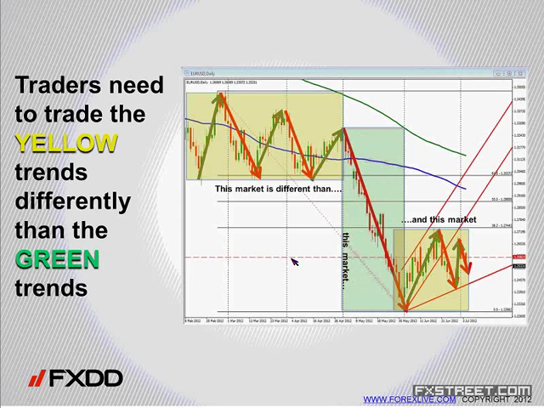And so traders need to trade the yellow trends, trend to the upside, trend to the downside, trend to the upside, trend to the downside, these types of moves, smaller than the green trends. This is still trending. This is trending. This is trending. But this type of activity is much different than this.